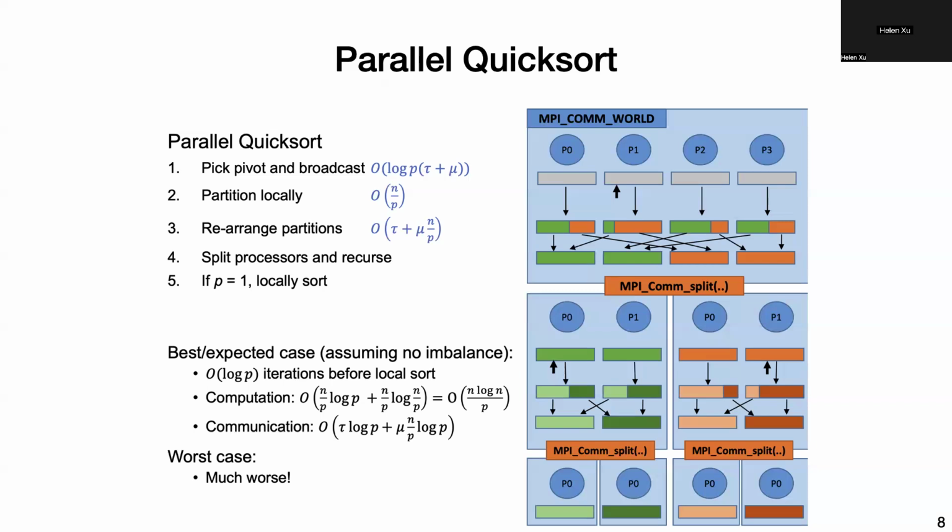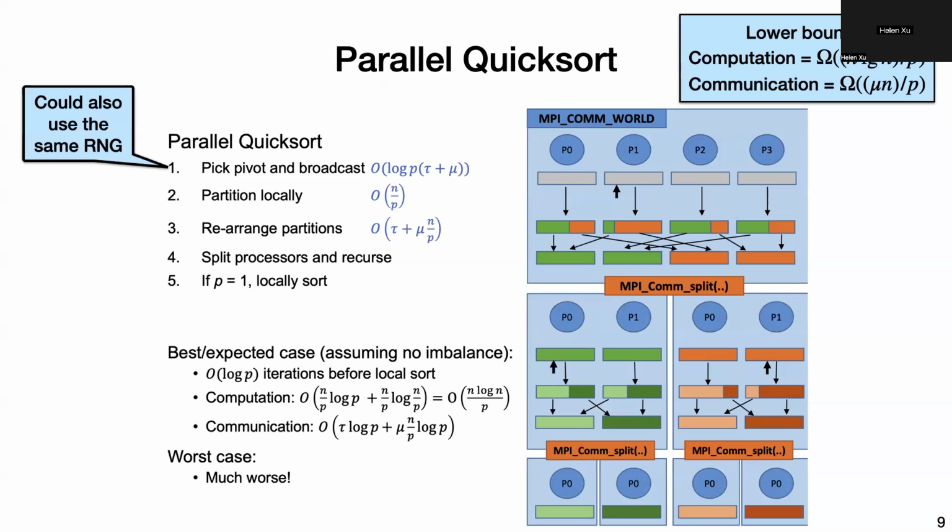So quicksort is a good candidate for parallel sorting, but the problem is, of course, the randomization, so you may run into the bad cases. One way you could avoid the broadcast, though it doesn't matter that much because it's a low order term, is if everybody uses the same random number generator, you just generate the same random number on everyone, then you don't have to broadcast a pivot.